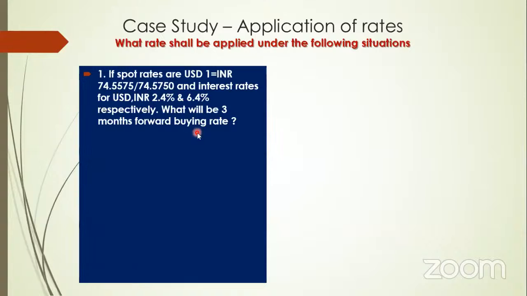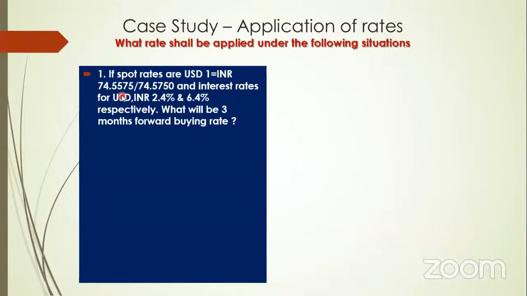How many of you can attempt? If you are comfortable, now I am asking 3 months forward rate only. Forward buying rate. So buying rate means you go this side. Plus add 4%, that's all. Add 4%. What is the 4%? 4% you have to carefully add.